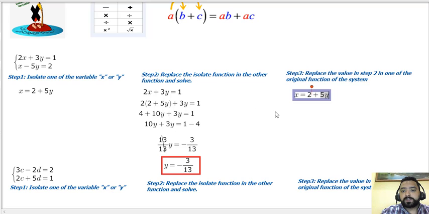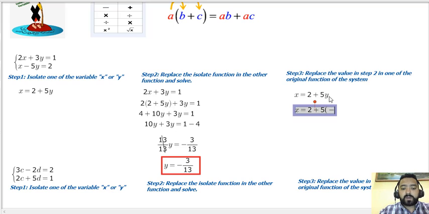So how are we going to do this? We are going to write x equal 2 plus 5, and remember, every time that you replace values, you have to use parentheses. So it's going to be negative 3 over 13. Why negative 3 over 13? Because it's the value for y. So we are going to replace here. This is substitution, remember.